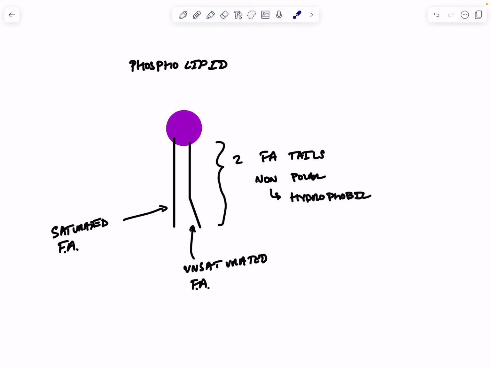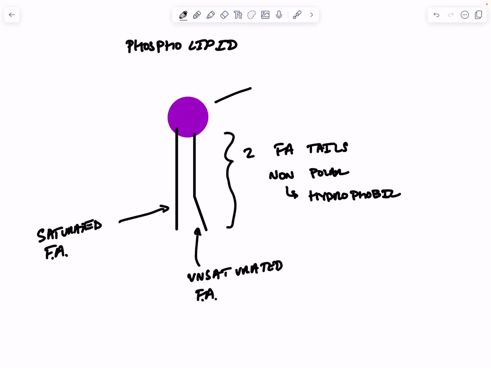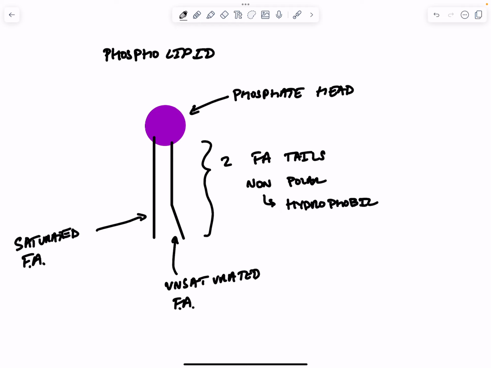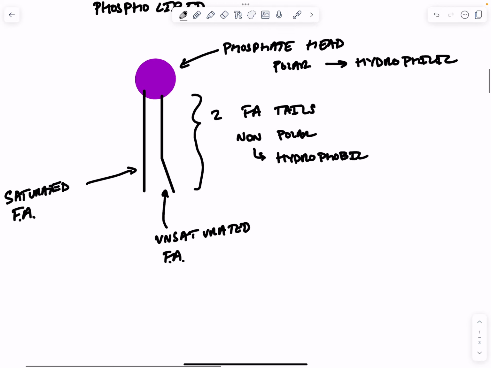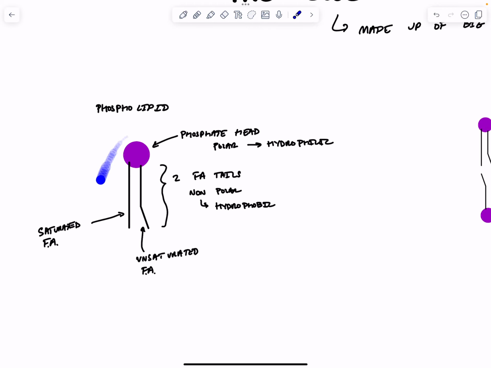Okay, so this is one side of the molecule, the fatty side, and this side of the molecule is called a phosphate head. It's composed of a phosphate group and the glycerol, and it's very polar, which means it is strongly hydrophilic. Okay, so when we have one single phospholipid, it doesn't behave in a very interesting way.